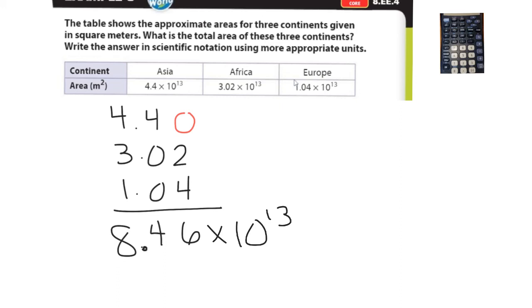Okay. Now, they also want to show you something different here. They want to show you how to use your calculator to do a problem like this.